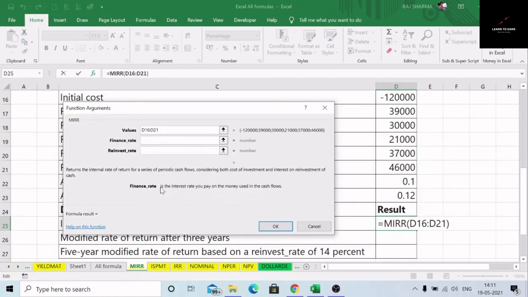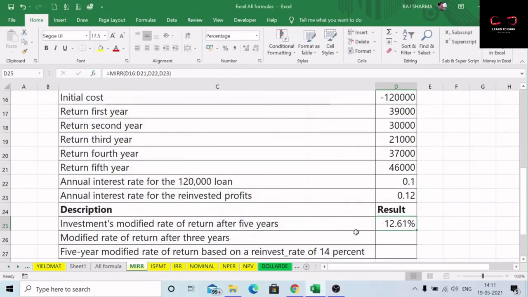Then the second one, finance rate, is the interest rate you pay on the money used in the cash flow. So this is the interest we are going to pay. And the reinvestment rate is the rate you receive on the cash flows you invested. So these are the cash flows which are generated and you are investing subsequently. So you will take this 0.12 and then press OK. So 12.61% is the modified rate of return after 5 years.